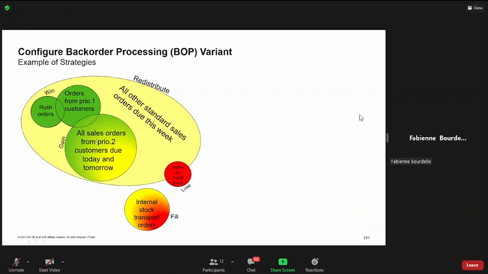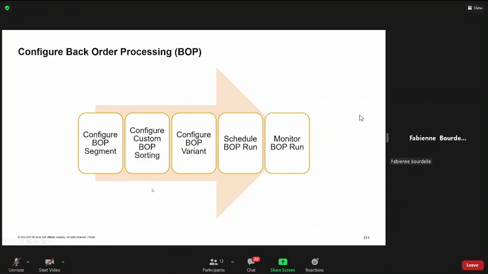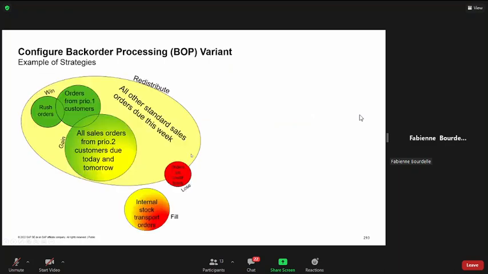That means to define what are your priority customers and what is due today and tomorrow. The same for the win and for all these segments here, okay? For all these groups, you have to create a so-called segment when you map your decision, okay? Then you will configure a sorting. I will explain to you later what it is because it is easier in the system. And then you have to configure the variant, and the variant is exactly this.